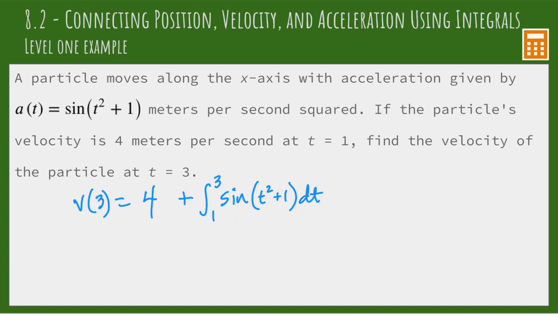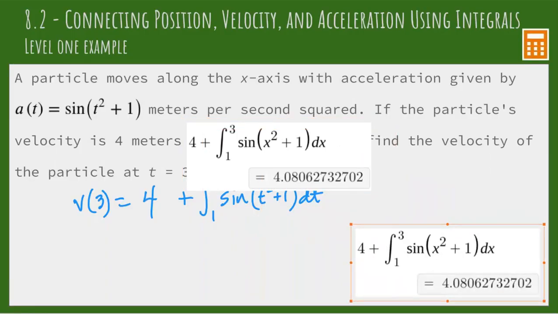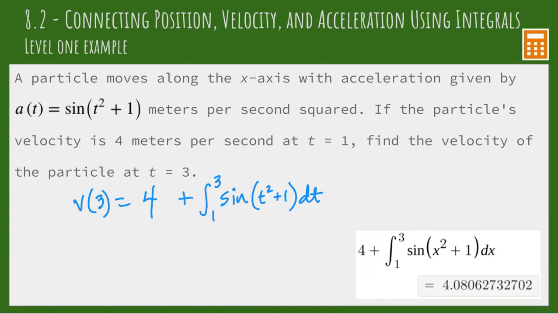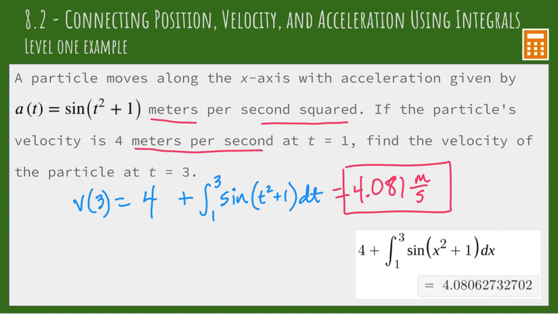And so once we plug that into our calculator, we're going to get, so notice that when I did it, I included the 4 when I wrote the expression. I'm going to round it to the nearest thousandth, so 4.081. And the acceleration is in meters per second squared, and the velocity is in meters per second. So since we're getting a velocity here, the units here will be meters per second.